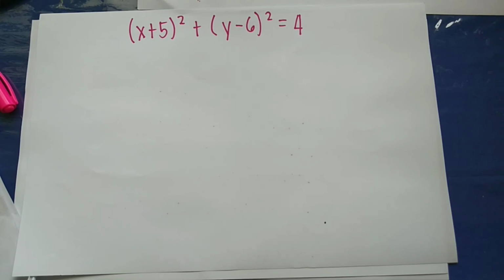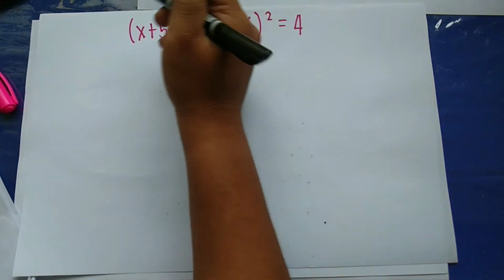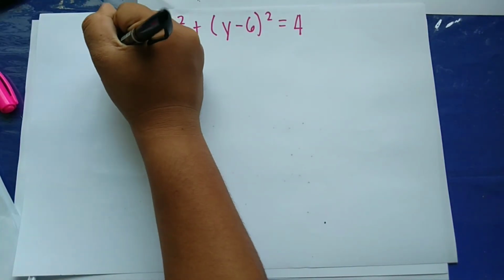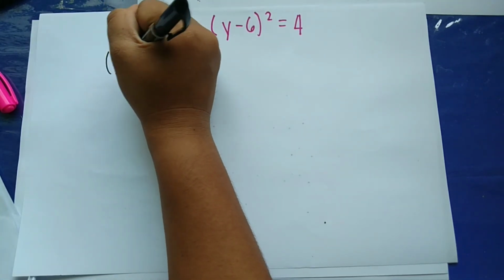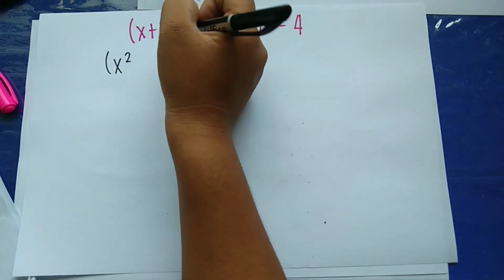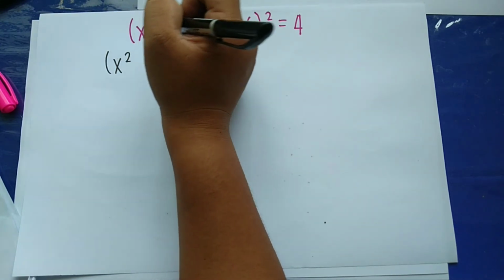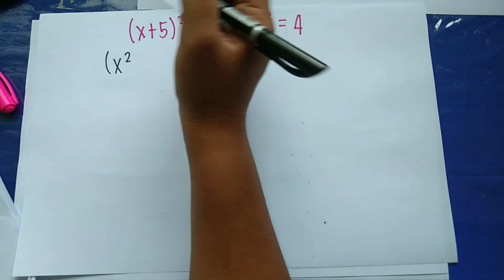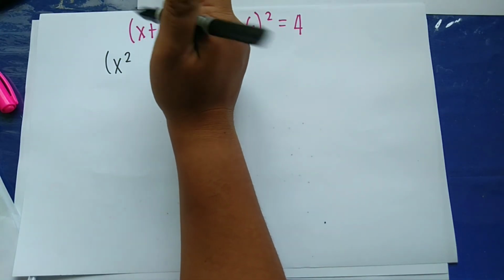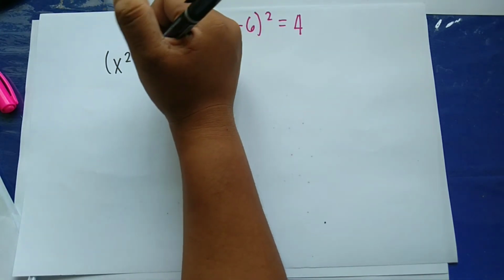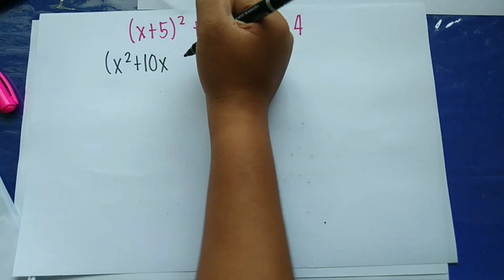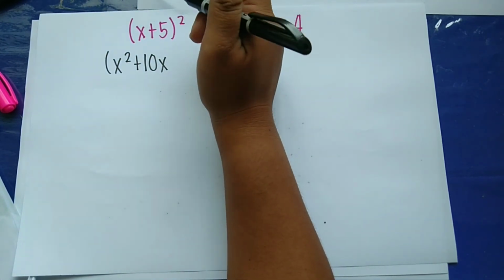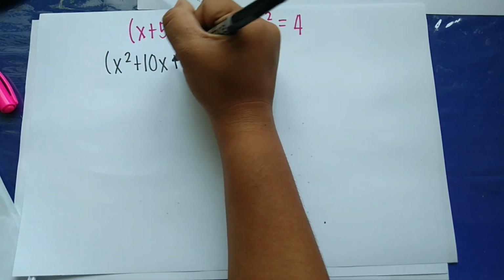Again, square the two binomials. X squared, multiply first term by the second term. X times 5 is equal to 5x, then multiply by 2. 5x times 2 is equal to 10x. Square the last term. 5 squared is equal to 25.